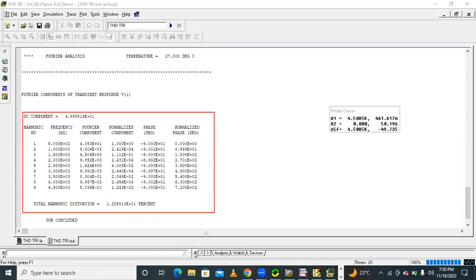Here the total harmonic distortion is equal to 1.2059 into 10 to the power of 1 percent. So that means 12%. The total harmonic distortion is approximately equal to 12%. So how to find the total harmonic distortion? By using one formula: under root of V3 square plus V5 square plus V7 square plus V9 square, like this, the different harmonic voltages squared, divided by the fundamental.